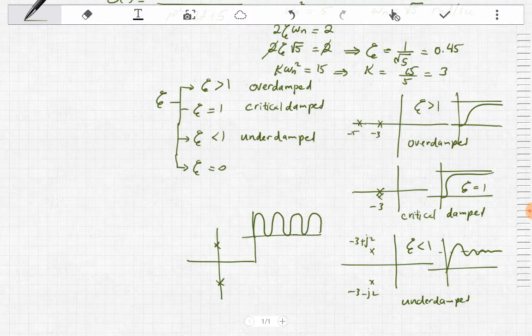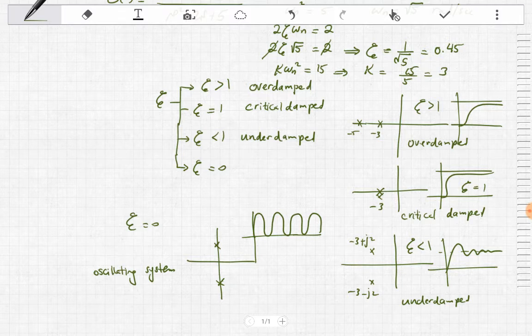Oscillation but no damping. So we call this one an oscillatory or oscillating system. And in this case, eta is equal to 0, and the roots or the poles are imaginary. So eta is the damping ratio or damping coefficient that defines the type of the system without looking at the roots.